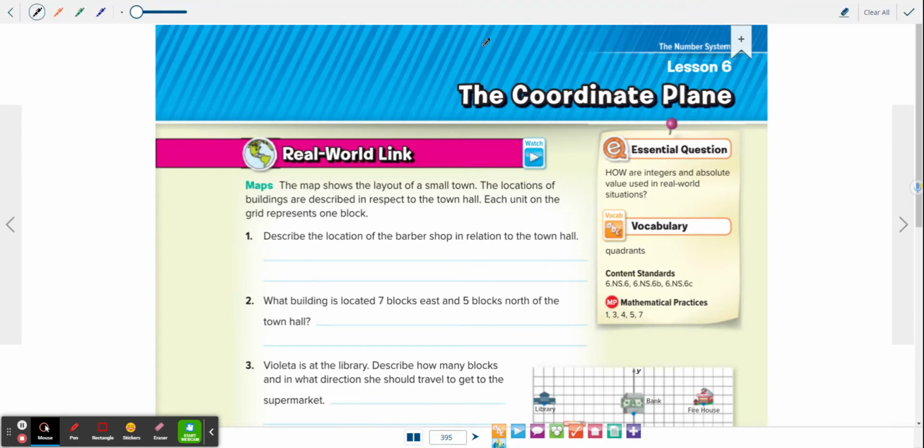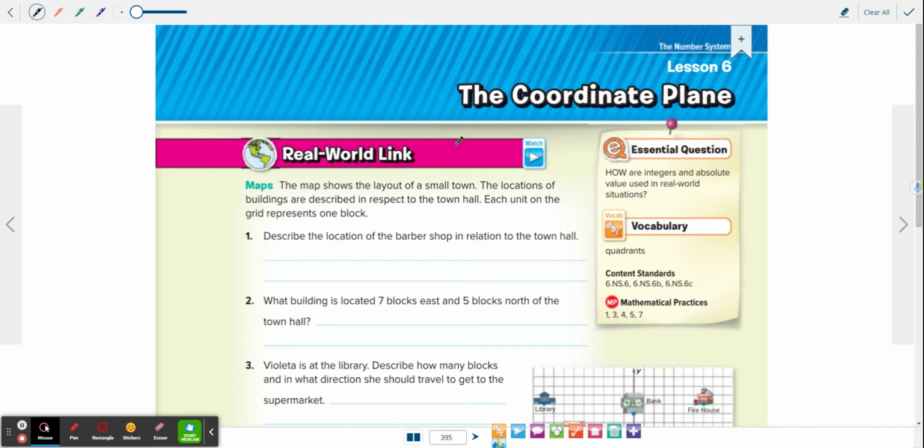Okay, we're going to be working with the coordinate plane today. And I know we did a little bit of that before. We're going more in depth into it now. If you remember, the x coordinate is the one that goes horizontally, left to right, and the y coordinate is the one that goes up and down vertically.